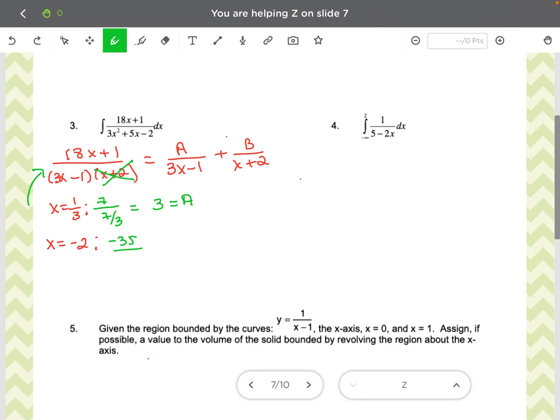This will give me, looks like -6 minus 1, so -7 here. Oh, that also reduces to 5 nicely. -35 over -7 is 5, so that will be my B. So the idea is I can rewrite the original problem like this. And now I should be able to take the antiderivative.